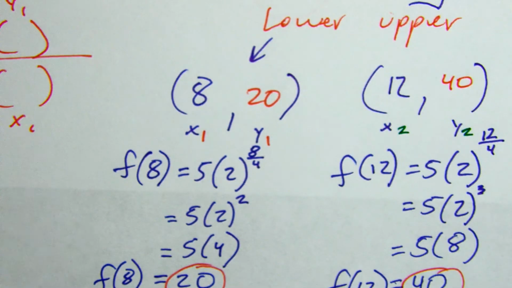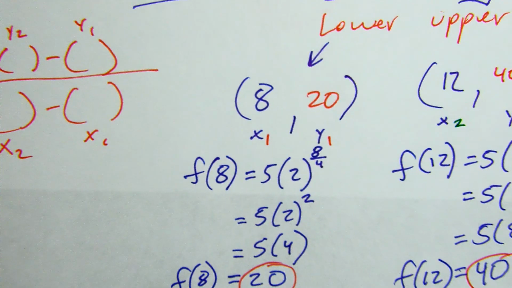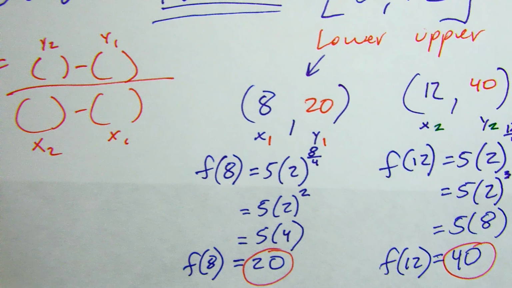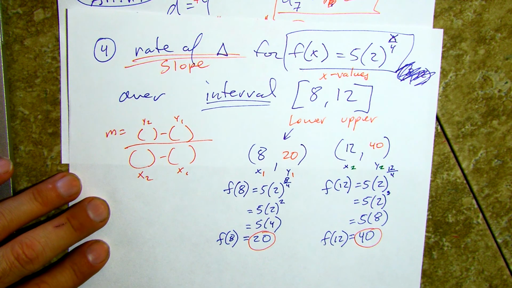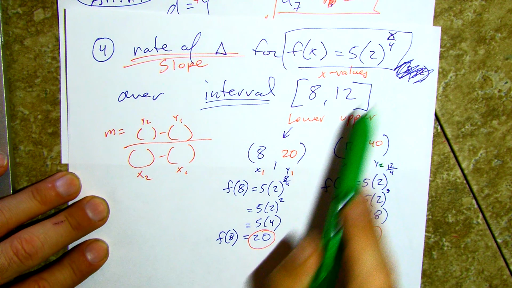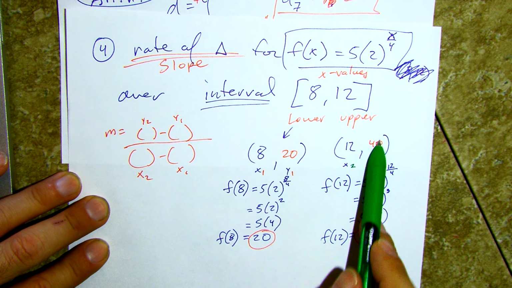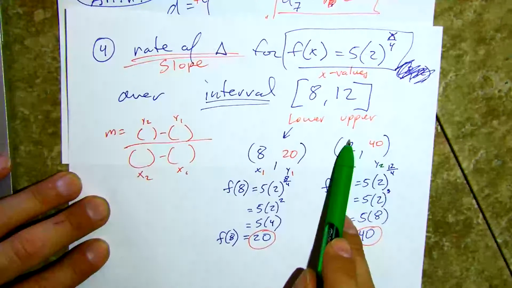Because, showing you what we did again, we're given an interval for a function. The lower x value and the upper x value for the points. We found the y values that correspond with 8 and correspond with 12. Now we have 2 points, essentially the 2 points we want to look at to find the slope between them.